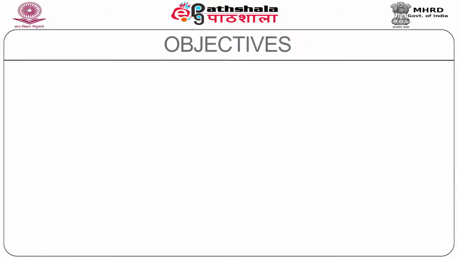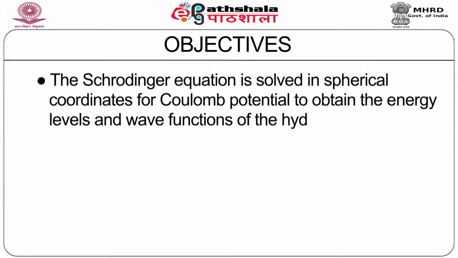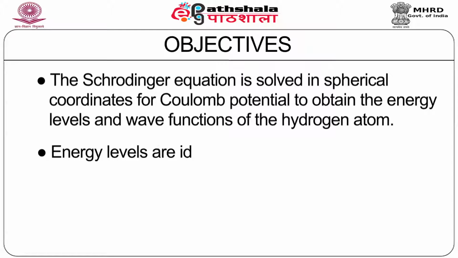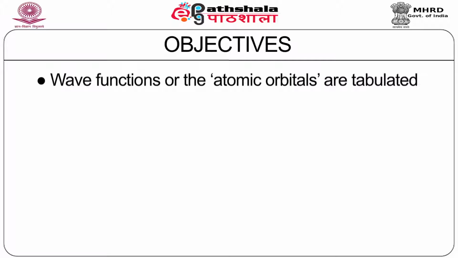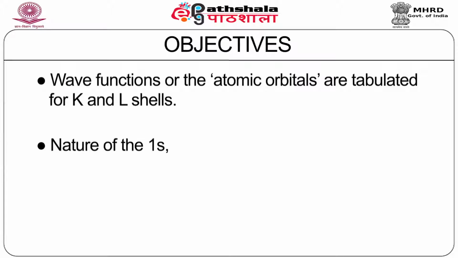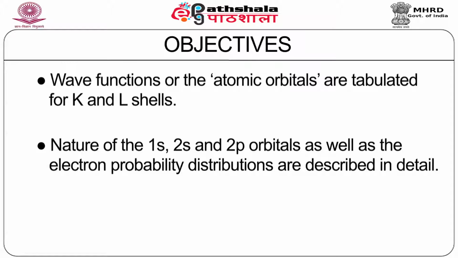Let us now tell you about the objectives of this lecture. Schrodinger equation is solved in spherical coordinates for Coulomb potential to obtain the energy levels and wave functions of the hydrogen atom. Energy levels are identical to those obtained from the Bohr model. Wave functions, or the atomic orbitals, are tabulated for K and L shells. Nature of the 1s, 2s, and 2p orbitals, as well as the electron probability distributions, are described in detail.